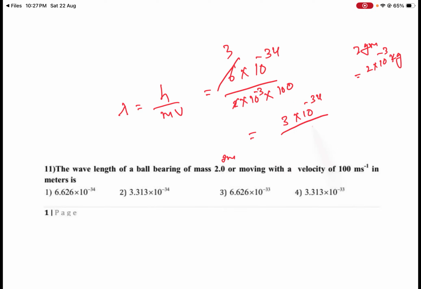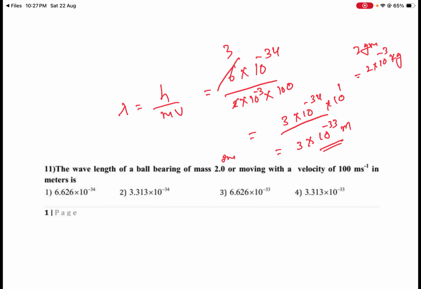We are getting 10 power minus 1. This 10 power minus 1 moving from denominator to numerator becomes 10 power 1. So this is equal to 3 into 10 power minus 33 meters. So this is the answer. This option is present in option 3. We are taking Planck's constant as a round figure, so we must select the relevant answer.